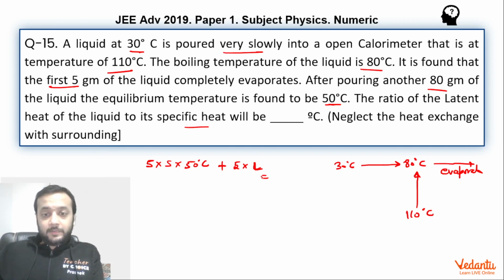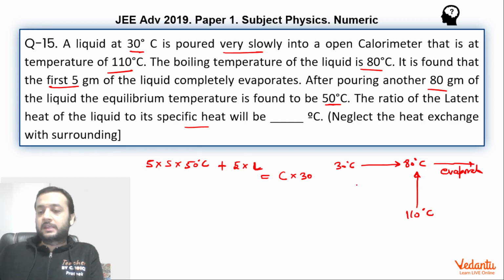This heat will be provided by the calorimeter. So the calorimeter has come from 110 to 80. Let us say that the heat capacity of the calorimeter is C. I am saying heat capacity, not the specific heat. So heat capacity into change in temperature, which is 110 minus 80, so this will become 30C, right? So this much is the heat given by the calorimeter, and this is the total heat accepted by the liquid.